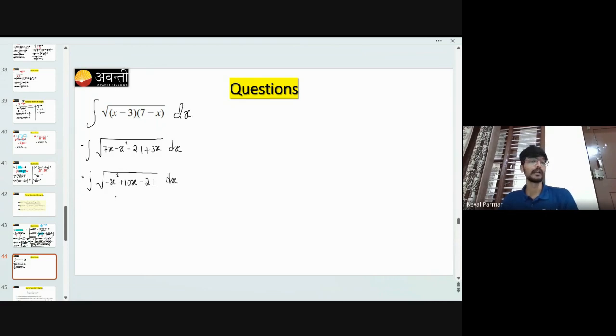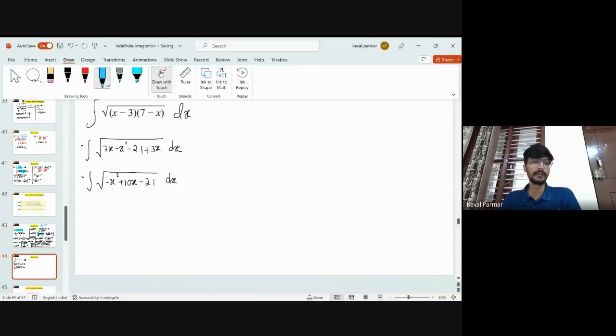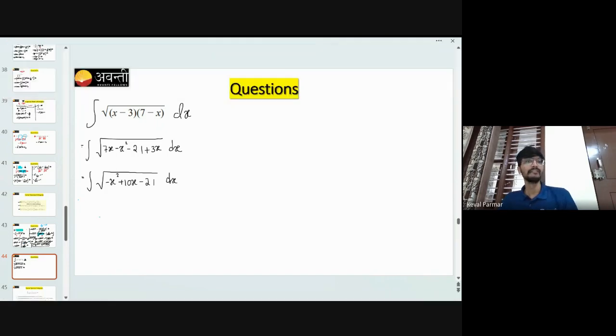So here it is important now. In this case, do you remember what we do if we get a quadratic? We use completing square. So we'll take this quadratic and we use completing square. For completing square, the leading coefficient, the coefficient of x square, should be 1. So that's why I took minus common. I'll get x square minus 10x plus 21.